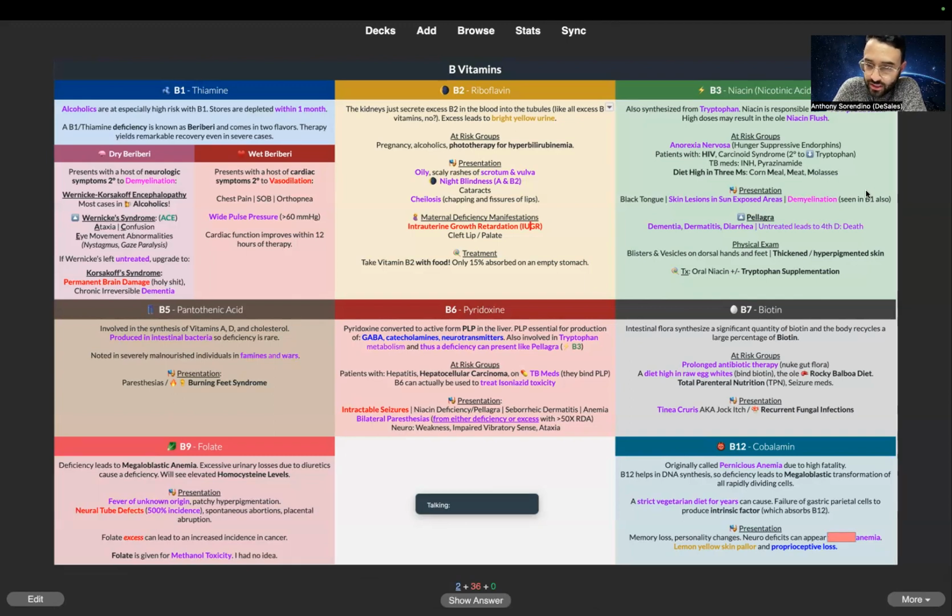Memory loss, personality changes. So you can get neurodeficits without the anemia of B12. Okay. B1 or thiamine. Diet high in what for niacin? Oh, we just looked at this. Oh, this is the 3 M's. Meal, meat.